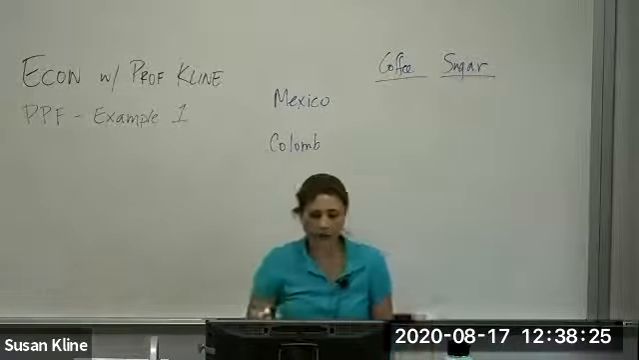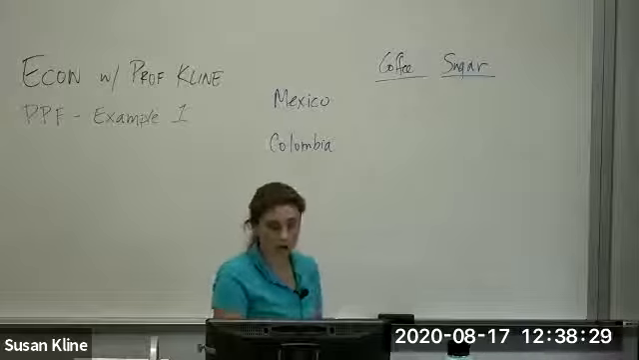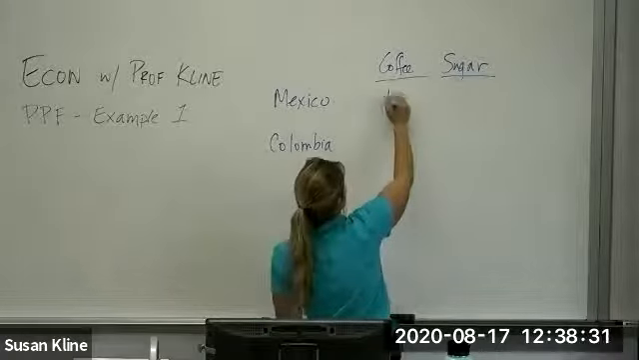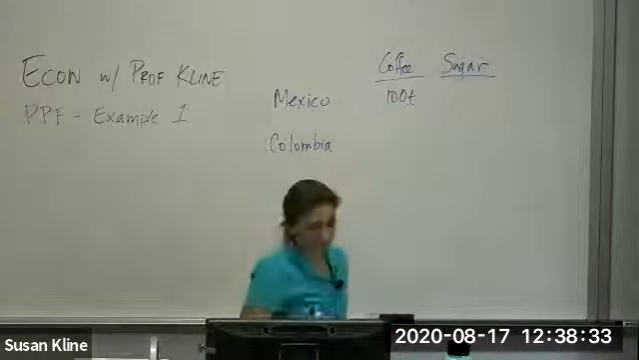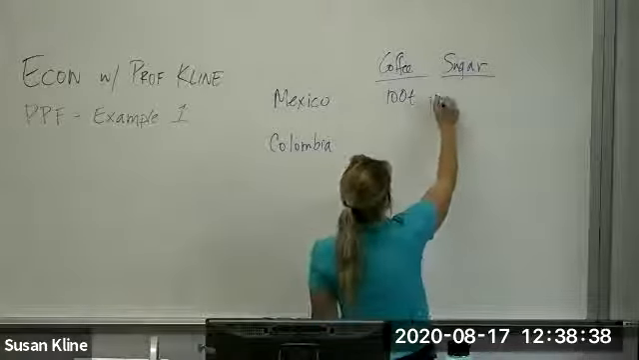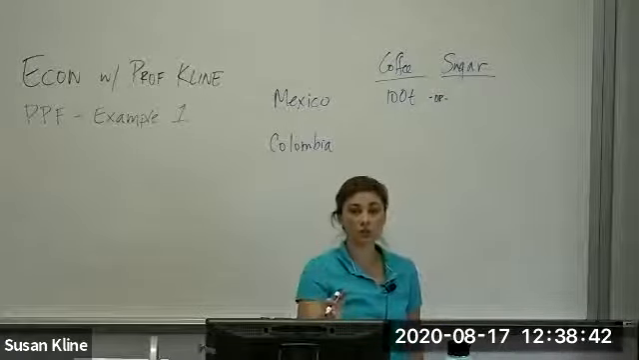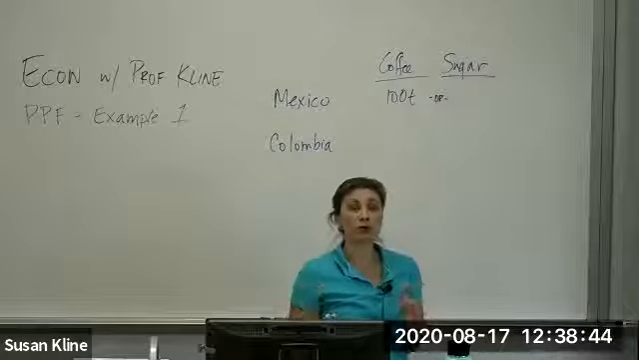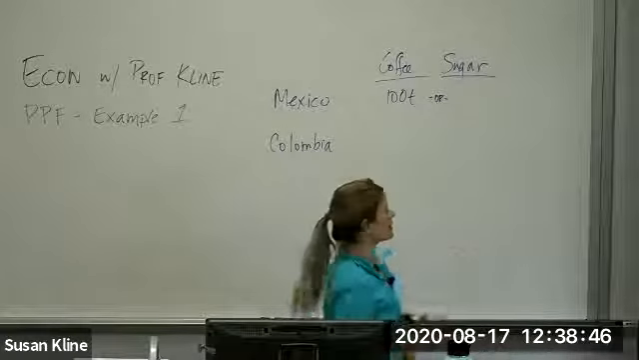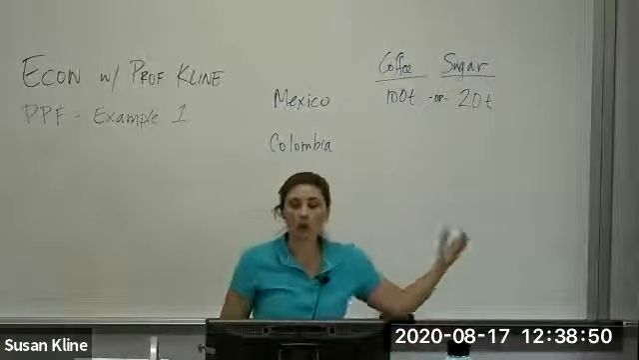First we're going to go with how much they can produce. For this example, we're going to say that Mexico could produce up to 100 tons of coffee. Or, and this is the key thing here, they could put all of their resources towards the production of sugar. If they do, we're going to estimate that they can produce 20 tons of sugar. So this is an or statement.